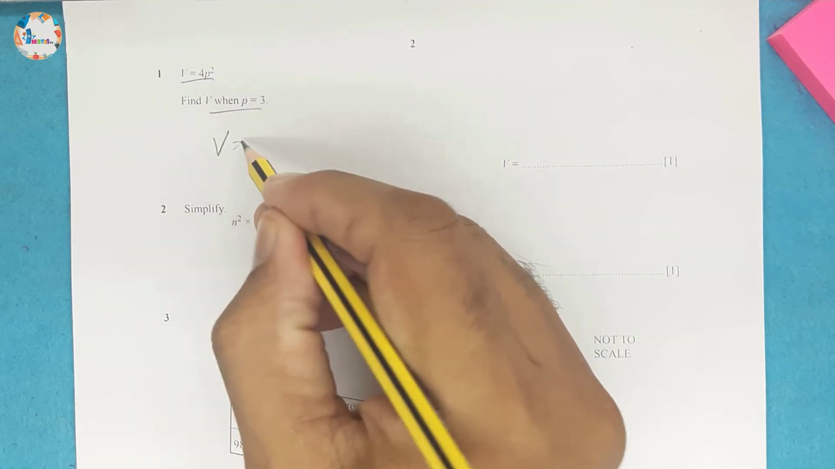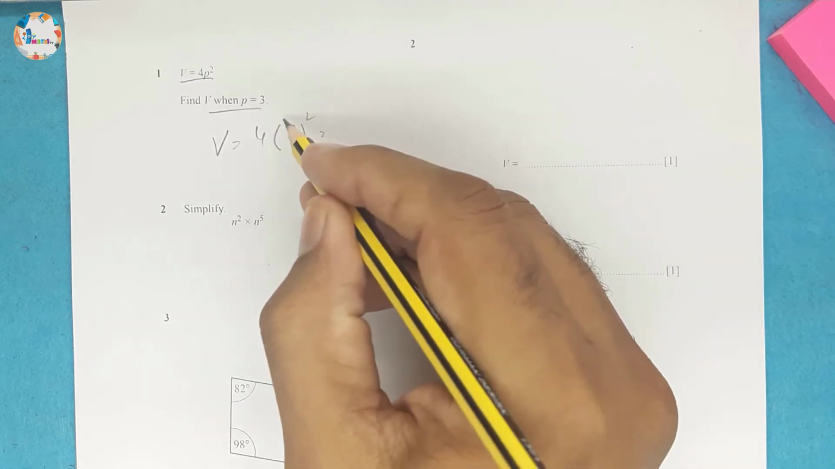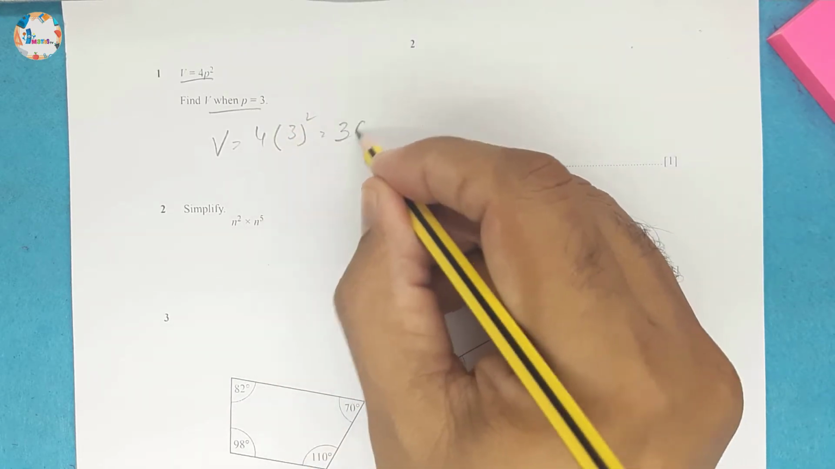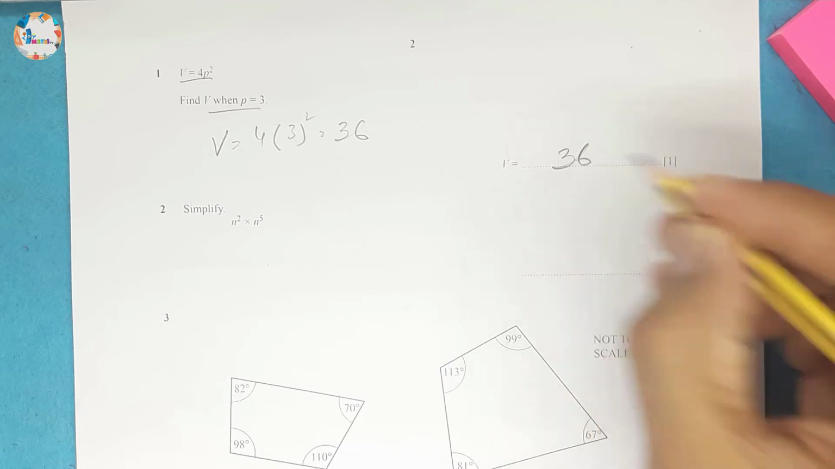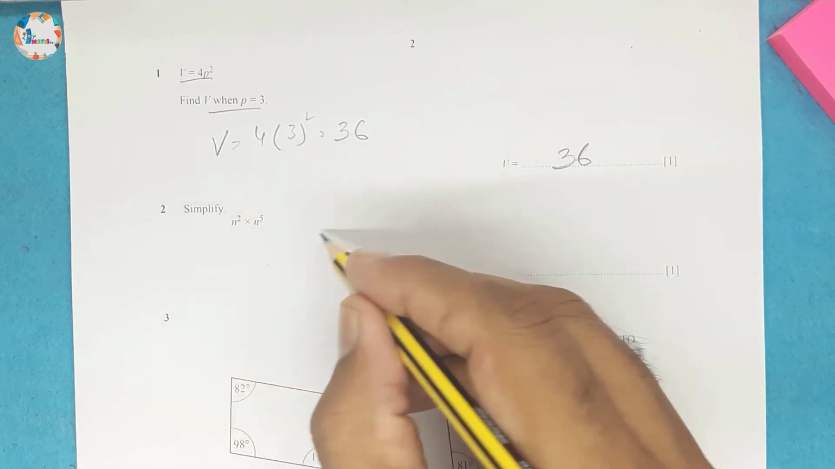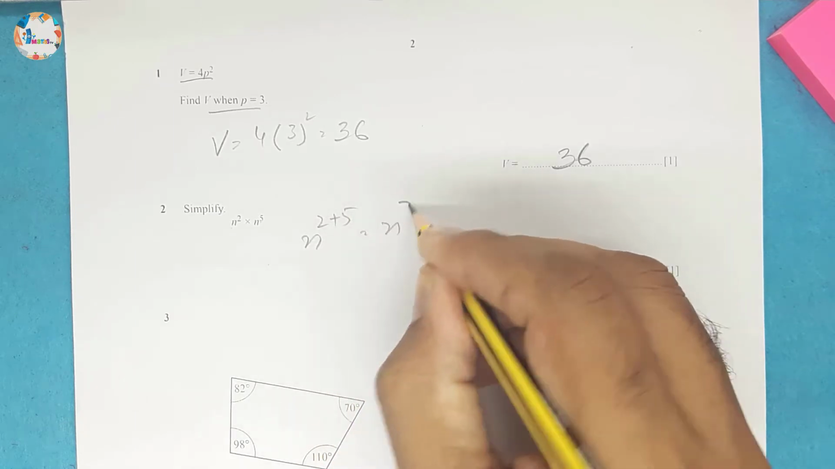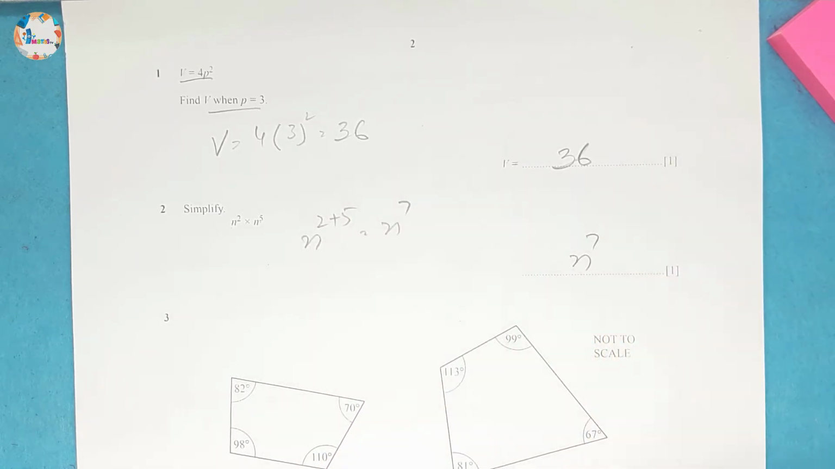So V is equal to 4 into 3 squared. 3 squared means 9, and 9 into 4 will be 36. So the answer will be 36 for this one. Then we have to simplify. Bases are being multiplied, so powers will be added. This gives n is equal to 7. n is equal to 7 will be the final answer.